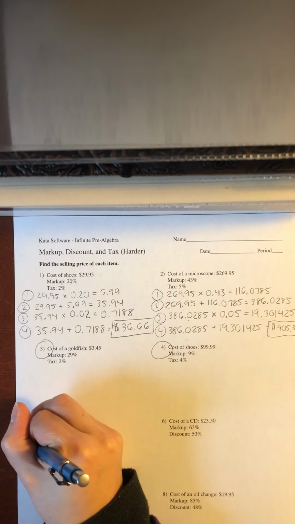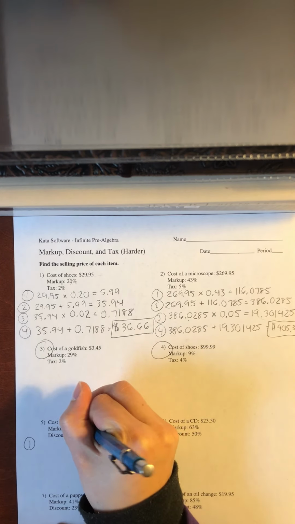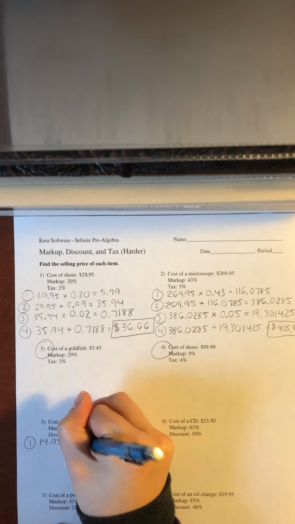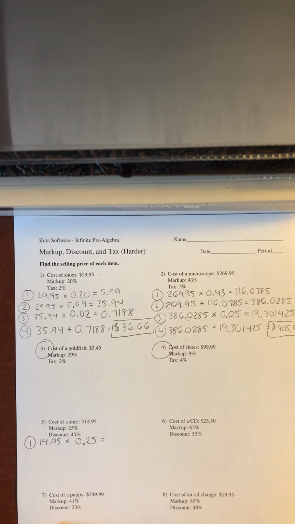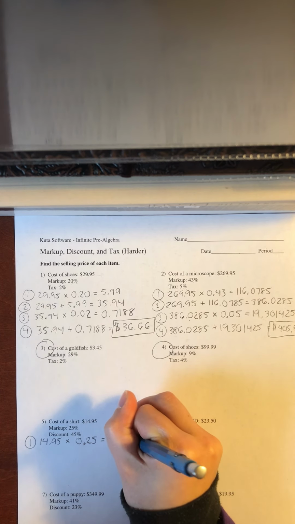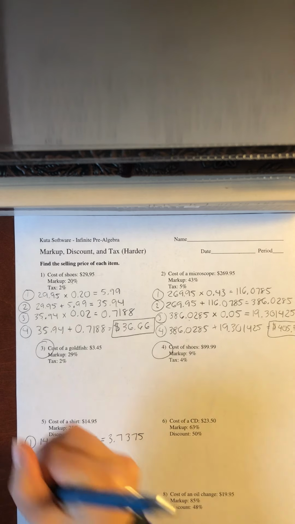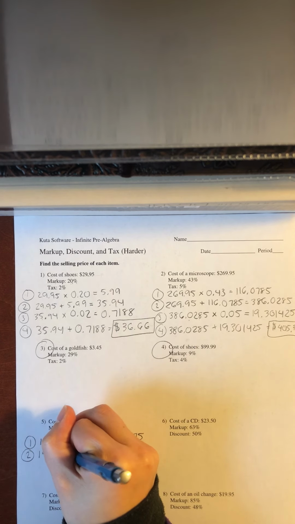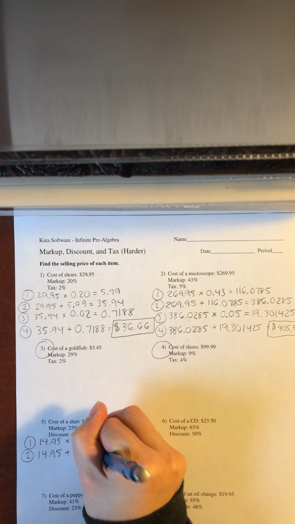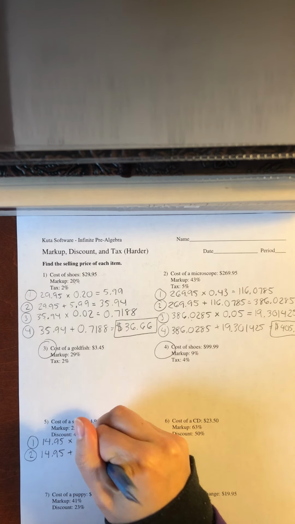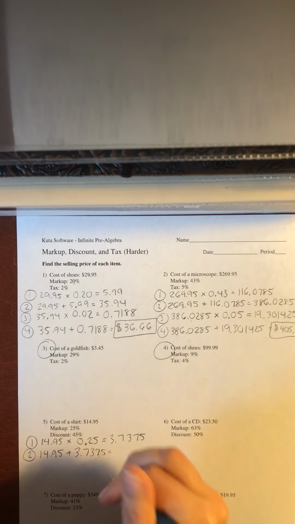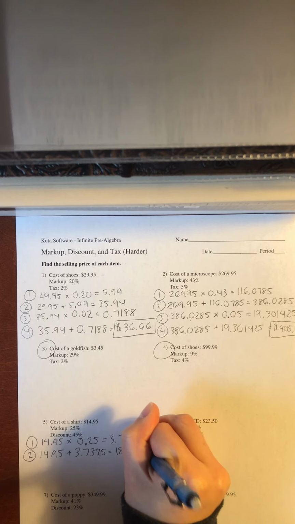Okay, so we're starting with the cost of the shirt, which is $14.95, times the markup, which is 0.25 in a decimal. Put that in your calculator and you will get 3.7375. Step 2, we're going to take the cost of the shirt, which is $14.95, and add that markup. So $14.95 plus 3.7375, and that gives you 18.6875.